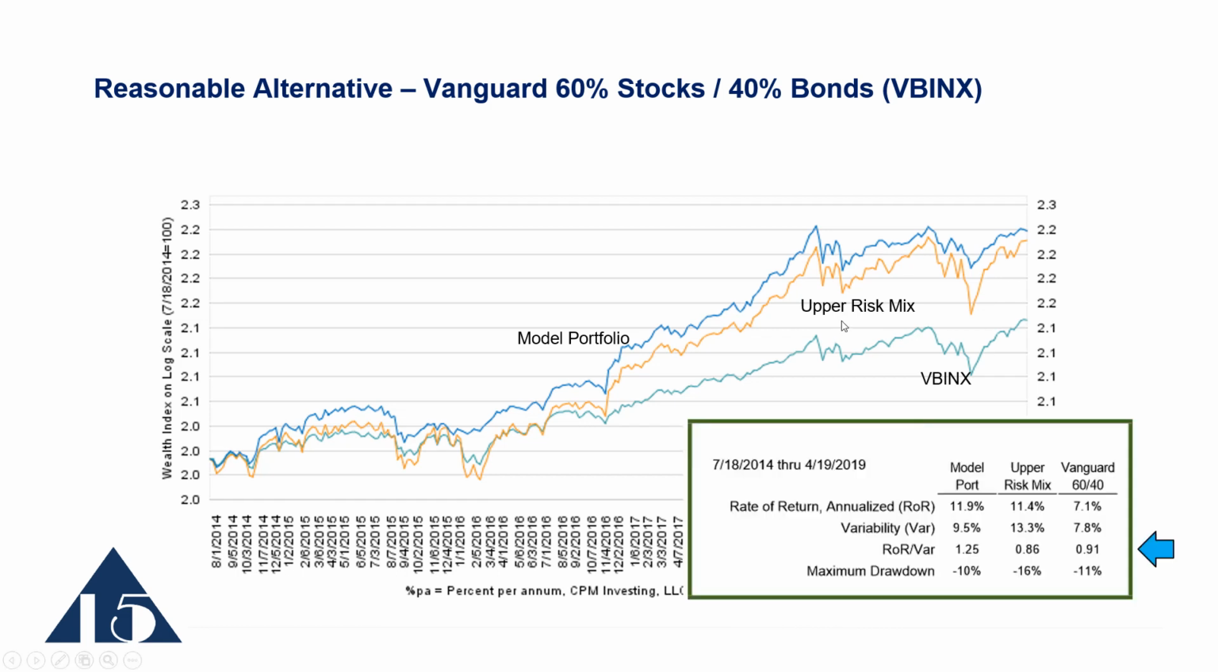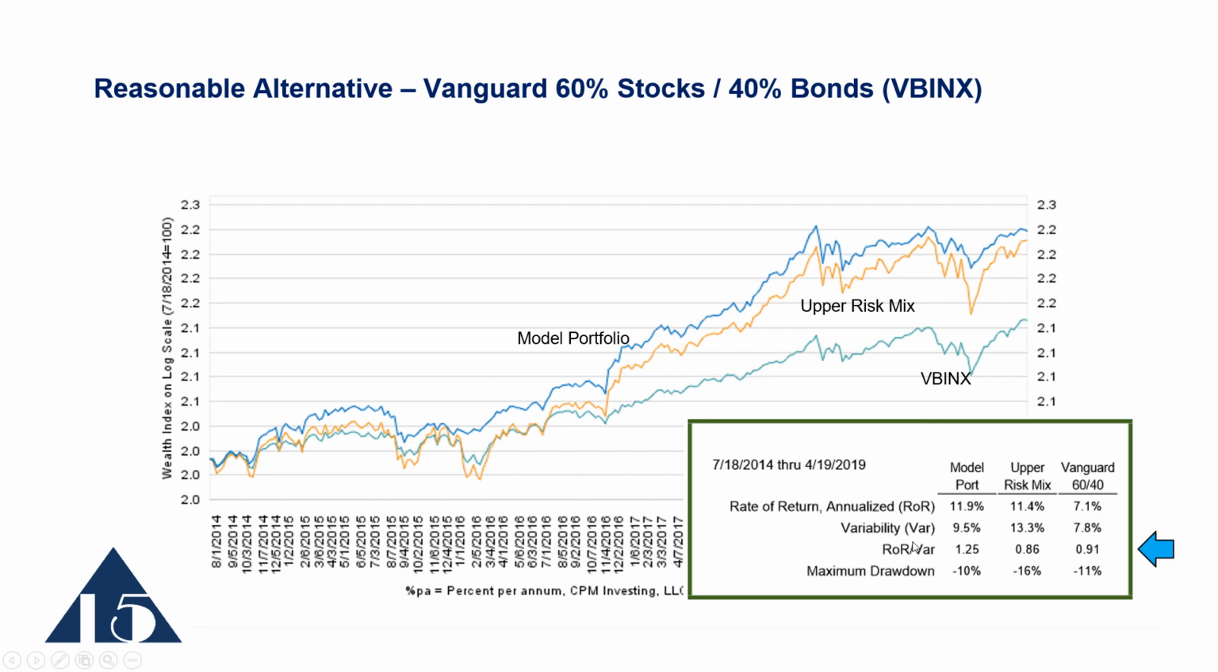A key metric that we look at, particularly over mid to longer periods of time, is the ratio of return to variability. This table shows the rate of return on an annualized basis for these different investments. The model portfolio has an annualized return of 11.9%. The upper risk mix has a return that's just slightly less, 11.4% on an annualized basis. The Vanguard Mutual Fund, VBINX, has a return of 7.1.